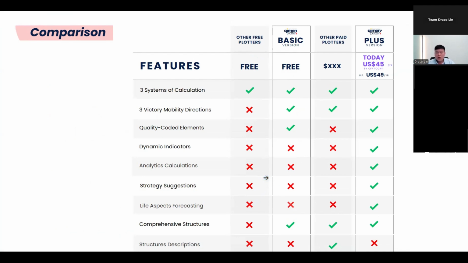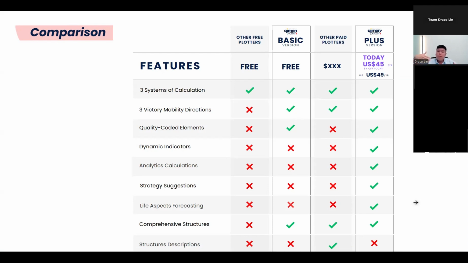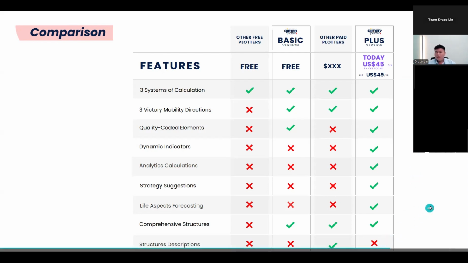What about the structure description? Some of the other plotters have all the 100 formations, but we are planning to put it in also. We are planning to put it in and let you have the 100 formations. Yeah, we're planning to do it for you guys. So that's an upgrade. For now we don't have it, because I find it very cluttered. It's like the whole chart has so many formations.